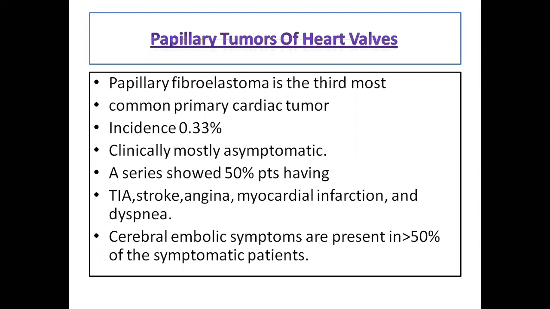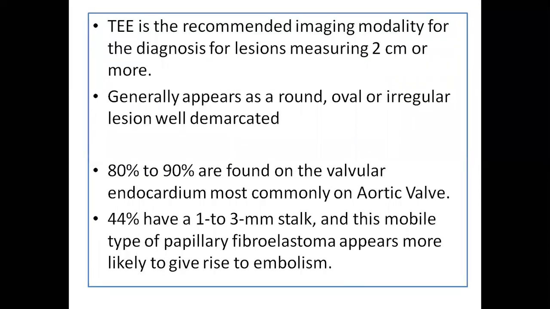Papillary tumors of the heart valve are the third most common primary cardiac tumor, at 0.3%. They are clinically mostly asymptomatic, but 50% present with TIA, stroke, angina, myocardial infarction, and dyspnea. Cerebral emboli symptoms are present in more than 50% of symptomatic patients. TEE is the recommended modality for diagnosis, and the tumor generally appears as a round, oval, irregular lesion.